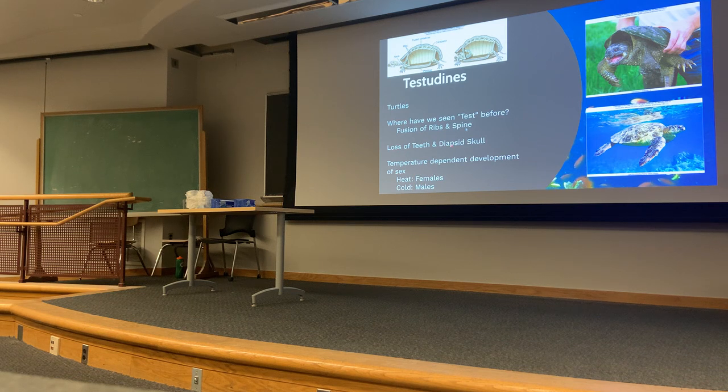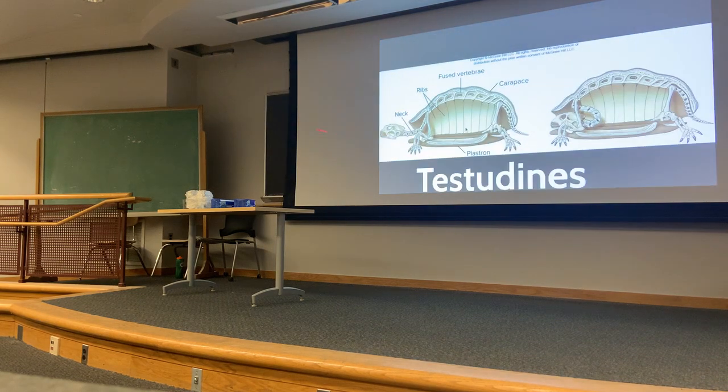We see a loss of teeth in turtles as well, and in their diapsid skulls. So even though they are reptiles and their ancestors did have two holes in their head, as you can see from this picture, they only indeed have their orbit. It's a single temporal opening in their skull.